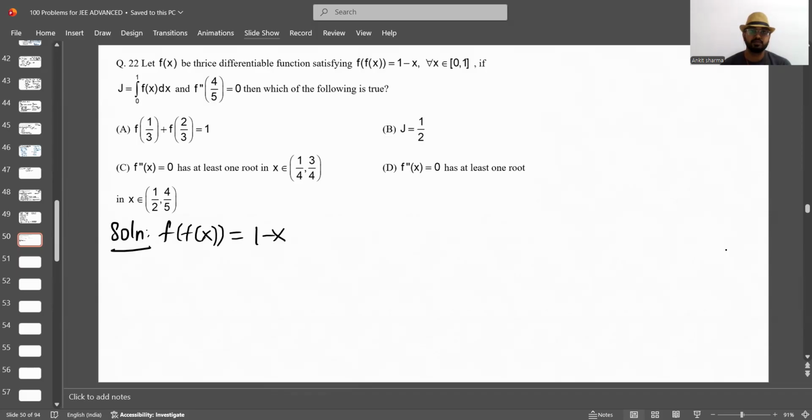Okay, so then we have to see which of the following options is true. So let's go ahead. I have f of x is equal to 1 minus x. Now I need to find the functional equation here so that we can easily get it. So here gets the idea.